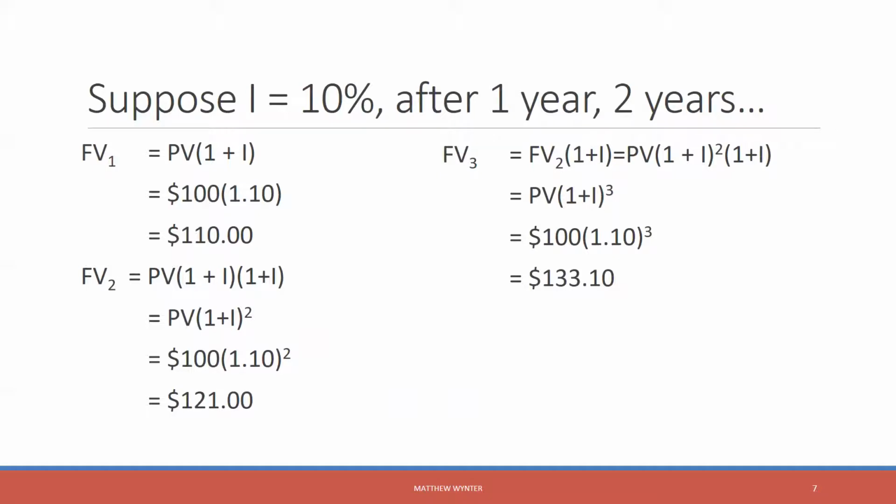What's important to remember is our order of operations. So we always want to be careful with our order of operations. We want to do the parentheses first, 1 plus R, then do our exponent, take it to the power of 3, and then multiply them together.